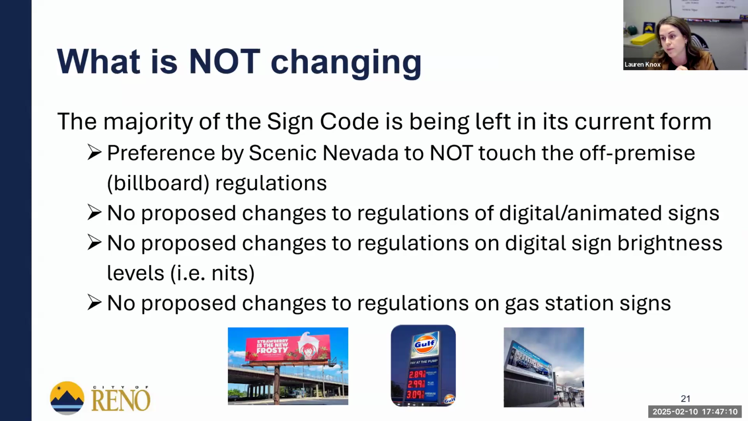So I really want to touch quickly on what is not changing. These items were items of much contention in the past, and I just want to note that we are not changing them in any of these drafts. We are not touching off-premise regulations. Those are generally our billboard regulations. There are no changes to the regulations of digital and animated signs or their brightness, and no changes to gas station signage.